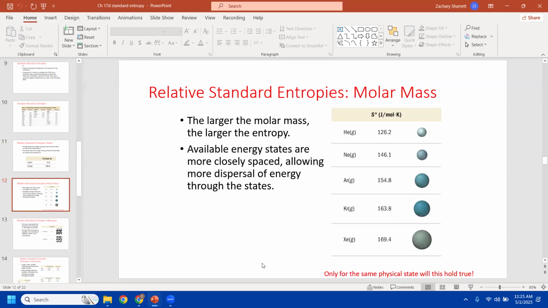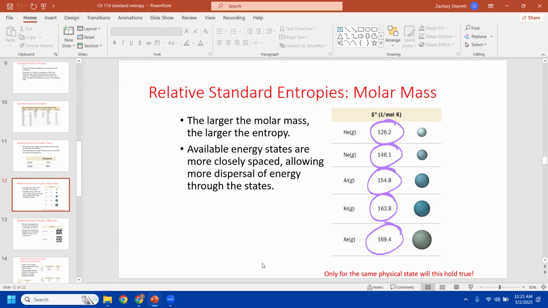Let's look at 5 different noble gases. We have the entropy: helium is 126, neon 146, argon 154, krypton 163, xenon 169.